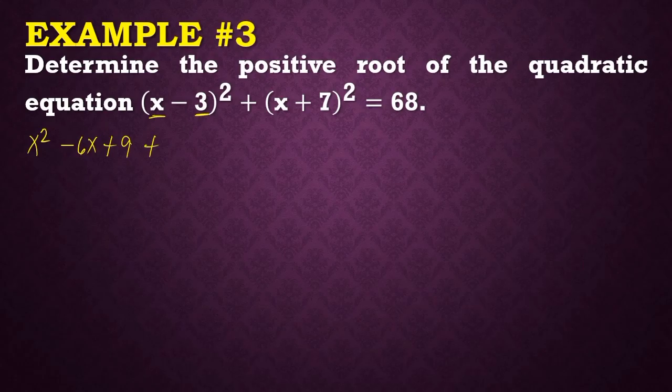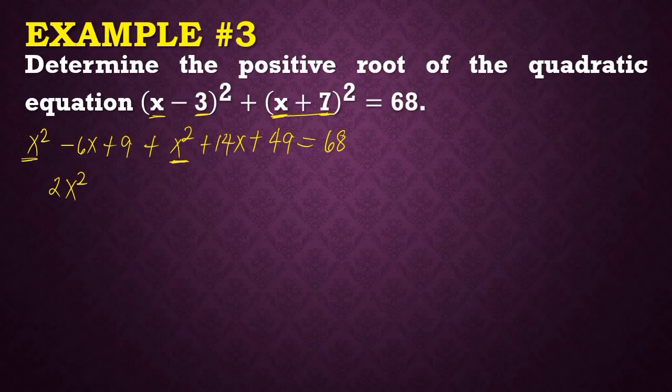So, doon naman po tayo sa x plus 7. So, x squared. And then, x times 7, that is 7x, times 2, 14x. And then, square the last term, 7 squared, that is 49, equals 68. Now, we combine like terms. So, x squared, tsaka x squared, magiging 2x squared.